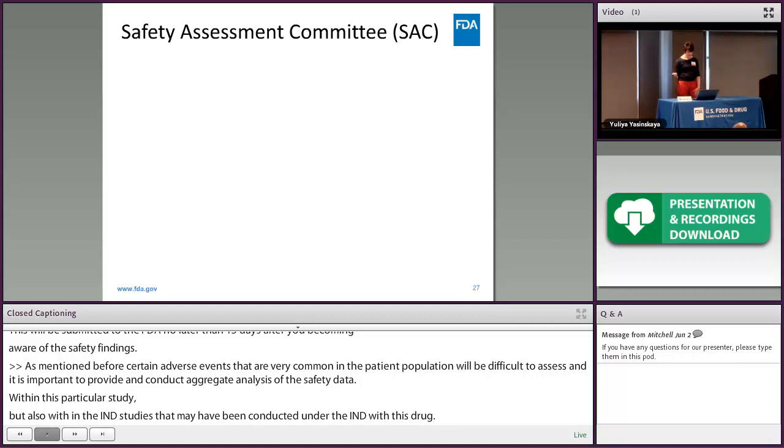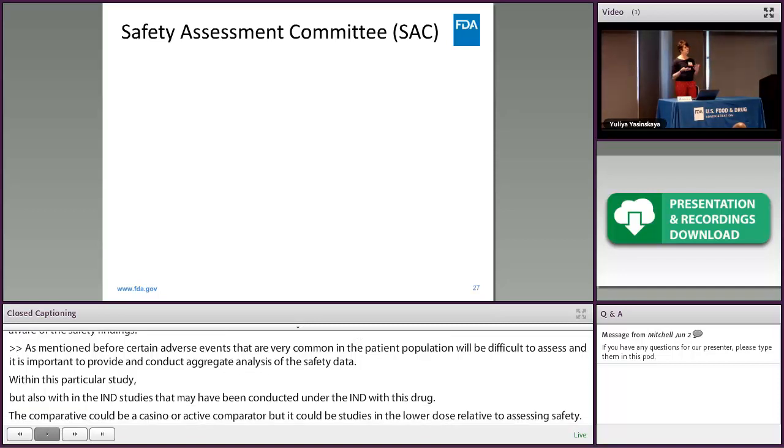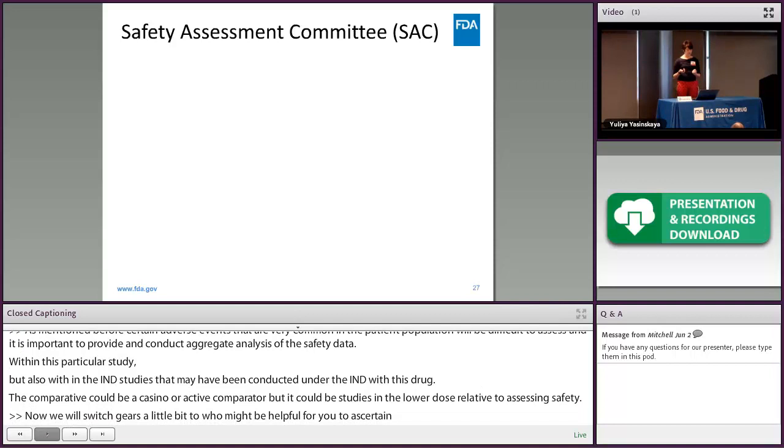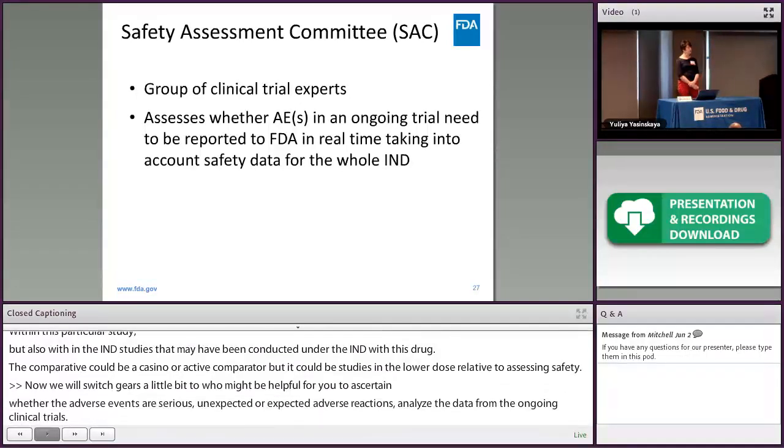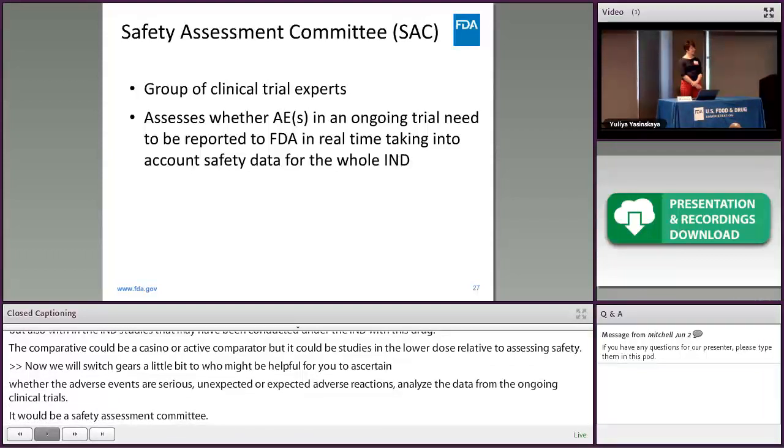Now we'll switch gears a little. Who might be helpful for you to ascertain whether the adverse events are serious suspected adverse reactions, and to analyze the data from the ongoing clinical trials? Well, it would be a safety assessment committee. It's a group of clinical trial experts that will assess whether adverse events in an ongoing trial need to be reported to FDA in real time, taking into account all the safety data for the whole IND.